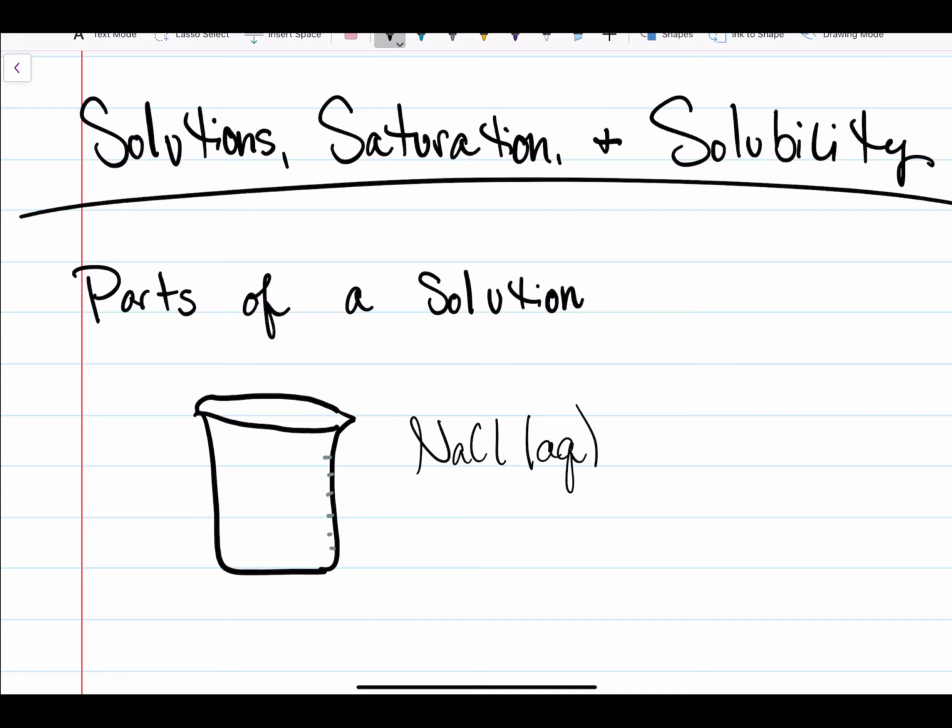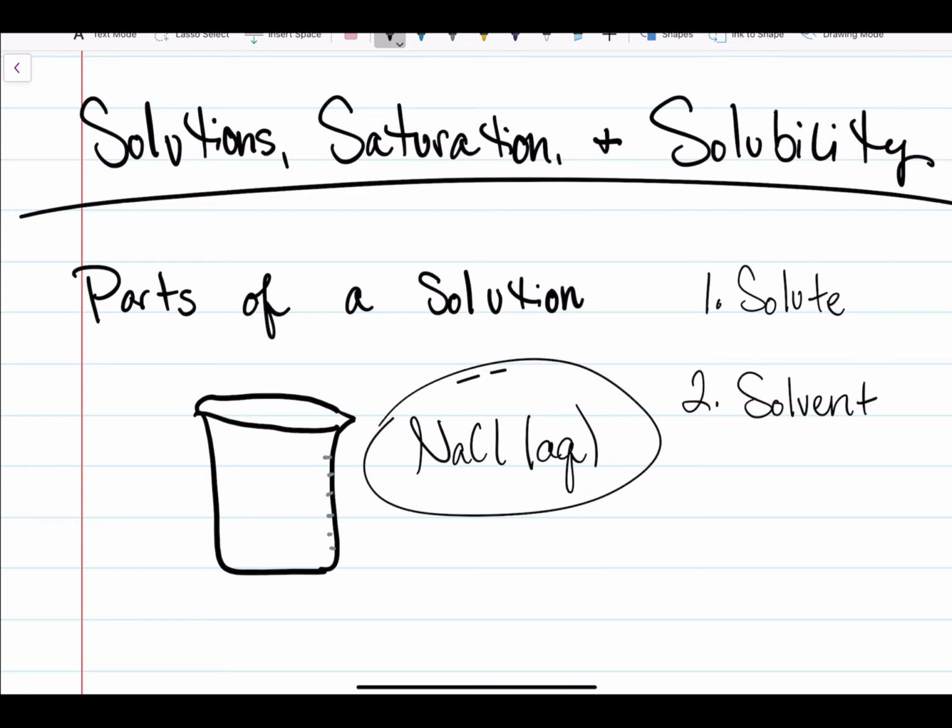So there are 2 main parts of a solution. Part number 1 is the solute, and part number 2 is the solvent. So let's use an example. So here's my example, NaCl(aq). You remember from balancing chemical reactions that this aq stands for aqueous. And aqueous sounds like aqua, which means water. So really this aq tells us that something is dissolved in water.